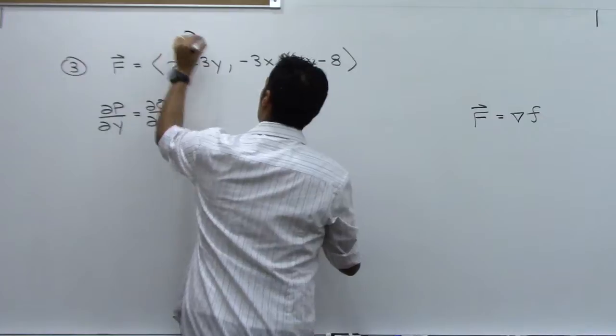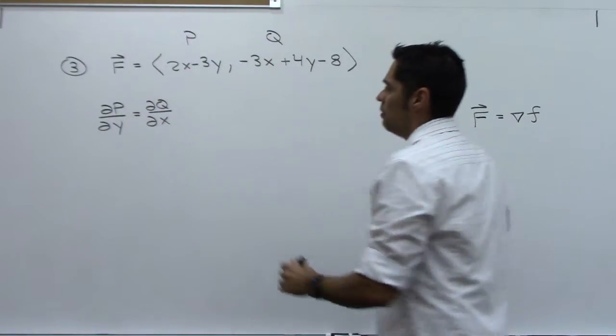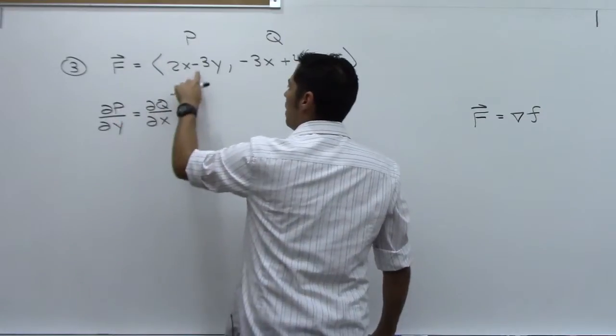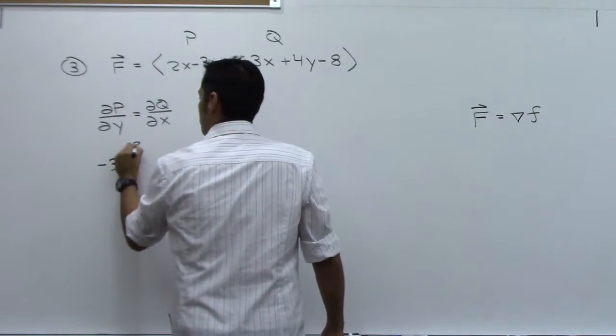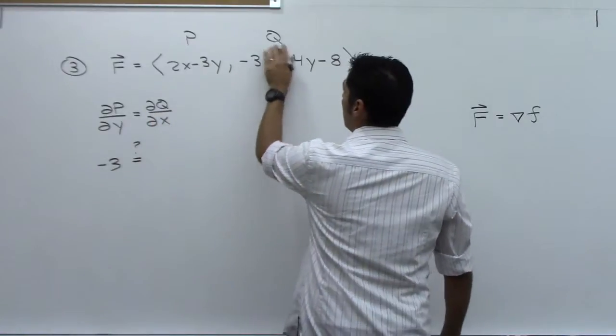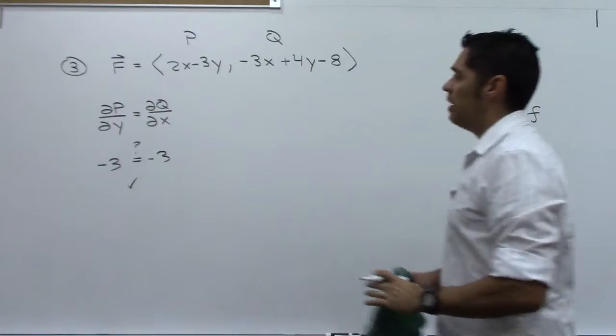Now this is our p, this is our q. So what is the partial of p with respect to y? It is -3. And the question is, does that equal the partial of q with respect to x? And look, we get -3, so check. It is a conservative vector field.